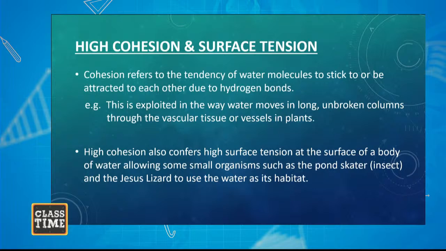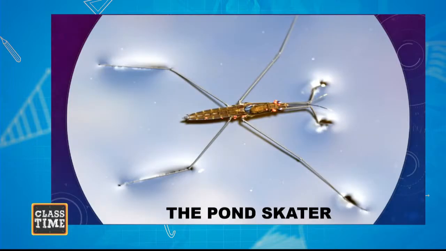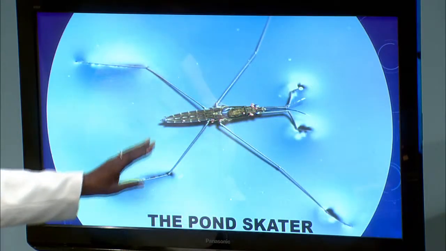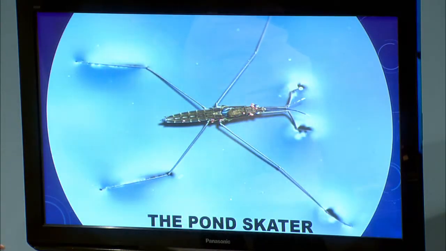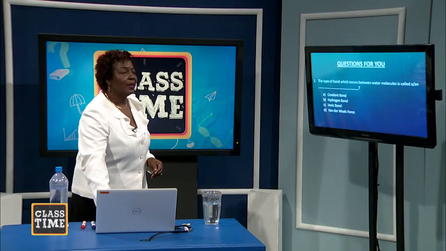And it also confers another property, surface tension, whereby there's almost a skin that forms on the layer of the body of water and provides an excellent habitat for organisms like the pond skater and the Jesus lizard. Now, I'm not a lover of that reptile, so I did not use it. I used the pond skater. If you notice, it's sunken here, where the impact of the leg on the surface of the water, it's almost sunken to show that there's this kind of skin. And the pond skater is able to move across the body of water.